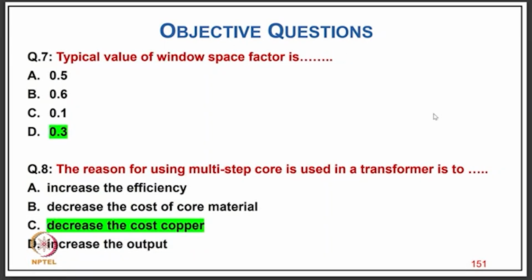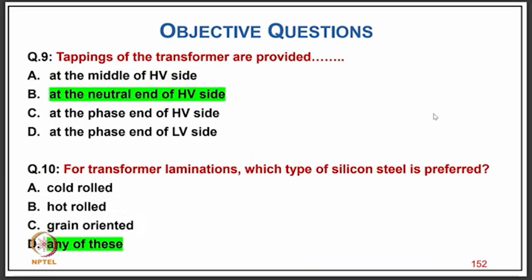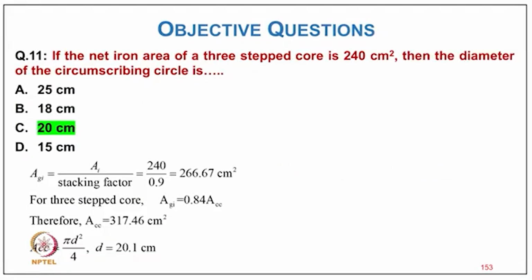Typical window space factor is 0.3. The reason for multi-step core used is to decrease the cost of copper. The tappings of the transformer are provided at the neutral of the high voltage side, and for transformer laminations, which type of silicon steel is used, typically cold rolled grain oriented, means all the types. And if the net iron area for 3 steps is 240 millimeter square, the diameter of the circumscribing circle, by solving this relation as you can see in the numerical, comes to 20 centimeter.